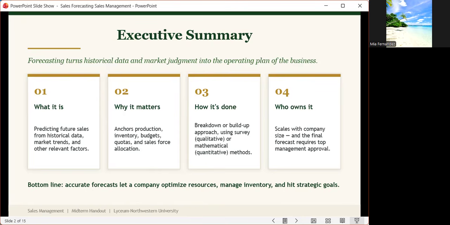So who owns it? Responsibility scales with company size. It depends on the company size, and the final number needs top management approval. So what's the bottom line? Accurate forecasts let a company optimize resources, manage inventory, and hit its strategic goals. Okay, let's discuss the next one. We will be discussing deeper the approaches and who will be doing it.